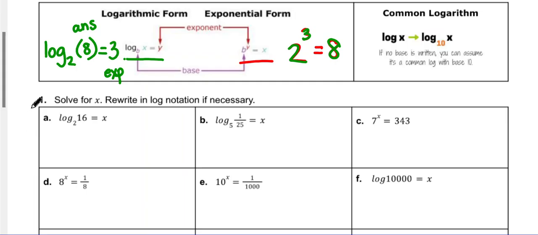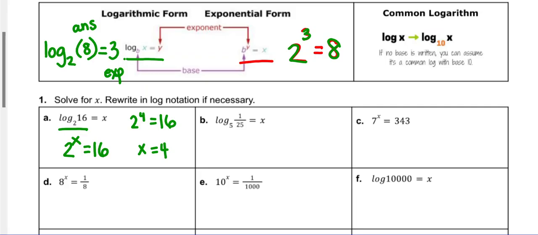So for example, in 1a here, we have log base 2 of 16 is equal to x. So this right here is asking a question. It's asking us 2 to what power x is equal to 16. So we know the base and we know the answer, but we're trying to figure out what the exponent was. So take a moment to think about that. So 2 to the 4th is 16, and so that means that x here is just equal to 4.